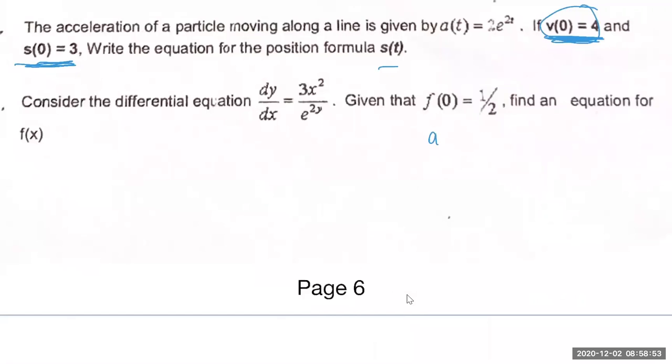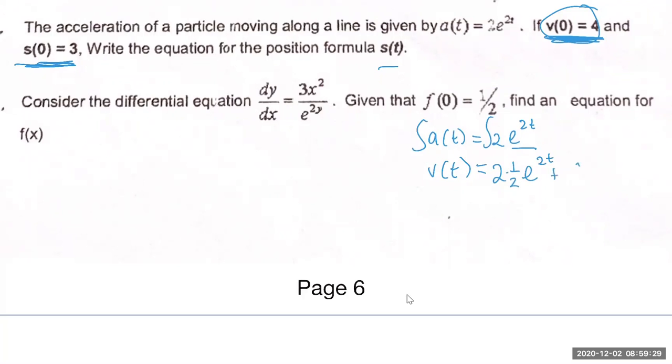So I'm just going to start you off on this. If acceleration is equal to 2e to the 2t, and I want velocity so that I could eventually get my position function, I need to integrate, because the derivative of velocity is acceleration. So if I integrate this, I pull the constant 2 outside of the integral. The antiderivative of e to the 2t is e to the 2t itself, but then I have to undo the times 2, so I multiply by a half here.